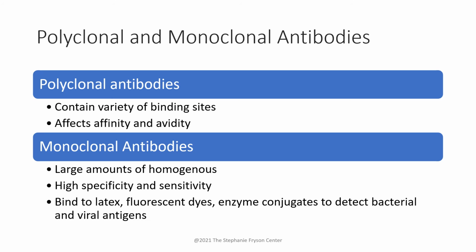So this binds to latex, which is one version of how it's done, fluorescent dyes, which is another version, enzyme conjugates, which is another version, and each of those versions detects bacterial and viral antigens. Latex is the substrate, fluorescent dye is the substrate, or enzyme conjugate is the substrate. The substrate is the substance that is utilized to connect whatever we're testing with the antigen or the antibody.